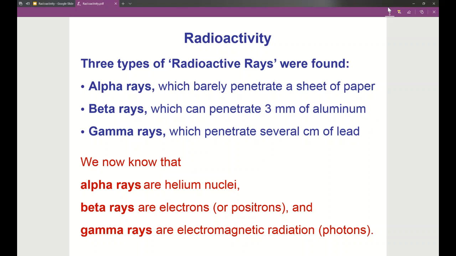And today, we now know that alpha rays are made of helium nuclei, or the nucleuses of helium, and beta rays are electrons, or positrons, as we're going to talk about in a little bit, and gamma rays are electromagnetic radiation, or photons, also known as light.